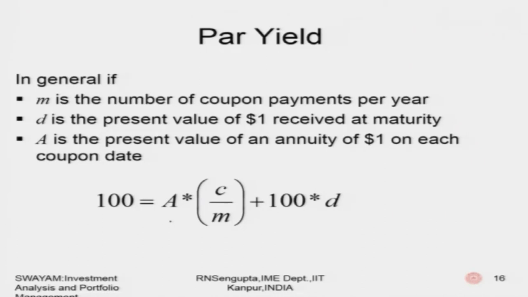Now, in general, if m number of coupon payments are being paid per year, d is the present value of $1 received at maturity, and a is the present value of an annuity of $1 on each coupon, then you can definitely find out the value of the formula, which is given by the case when we find out the values of A, C, M, D. So, these are the unknown quantities; given three of them, we can find out the fourth one. So, the concept remains the same, the power yield, the bond yield and all these things, and you just plug in these values. But remember, interest rates and time duration should be seen carefully to do the calculations.